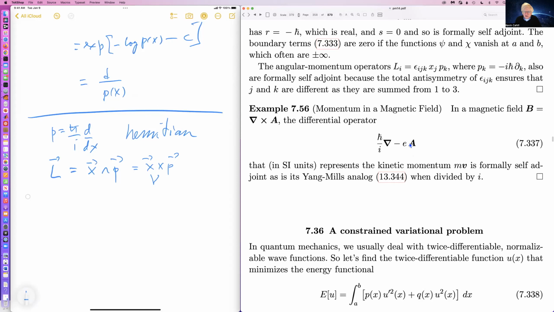And just to tell you something that, again, often people don't tell you when they're teaching quantum mechanics, this thing actually represents the kinetic momentum of the particle. So it's h bar over i grad minus eA that is the kinetic momentum.